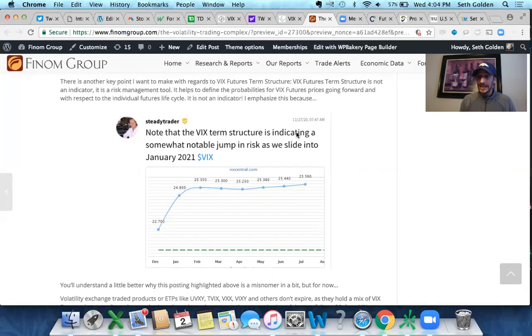VIX futures don't indicate anything because they have a built-in volatility risk premium. They will generally trade at a premium to the VIX itself. So it's not an indicator. These products, more often than not, are falling in value over time. They're not rising in value over time, and the VIX is not rising in value over time either. The VIX can have an intermittent spike, but it's not going to maintain that spike. It can't. It doesn't have that ability.